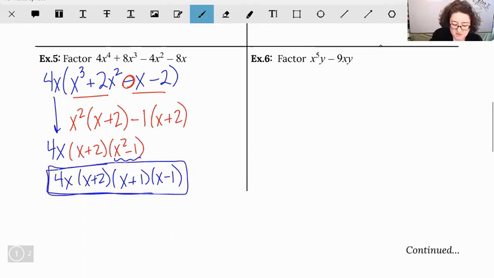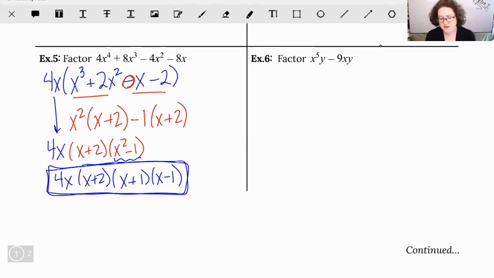Now, you probably won't see too many of these, but they can absolutely happen. So again, don't forget, we looked for a GCF first, and then notice that we had a 4-term polynomial. So that means we could do factor by grouping. And then it had that hidden difference of squares in there. What about example 6? So looks a little bit more simple for example 6. But again, I've got some extra pieces.